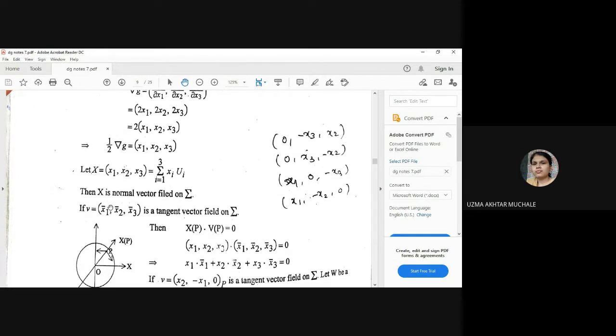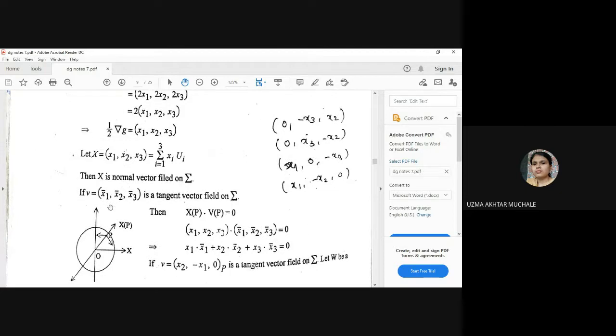Now we have to find out what a tangent vector is. For finding a tangent vector, we should select a vector v in such a way that its dot product with x, or with del g by 2, should be equal to 0. So you are going to select this v in such a way that the dot product of these two should be equal to 0. Correct?